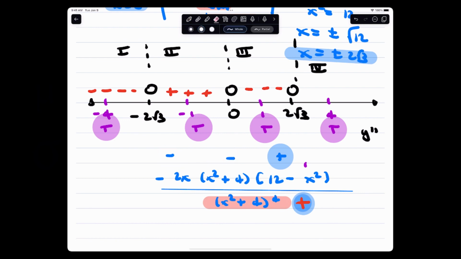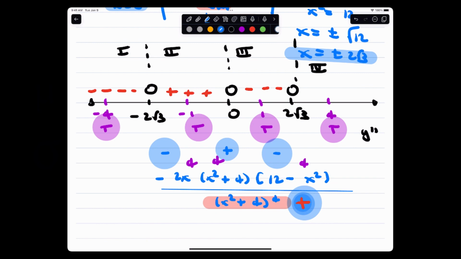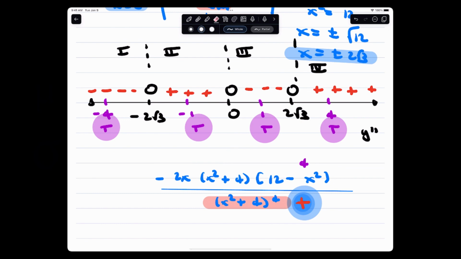The last test point. Plug in a 4. So let's see, negative 2 times 4 is negative 8. 4 squared plus 4 is positive. 12 minus 16 is negative. And we have a negative in the numerator, and a positive in the denominator always. So a negative times a negative in the numerator is positive divided by another positive in the denominator. Region 4 is what? Positive, ladies and gentlemen.